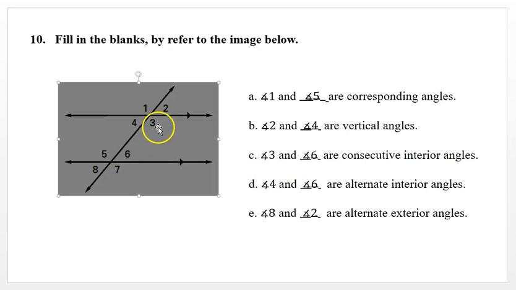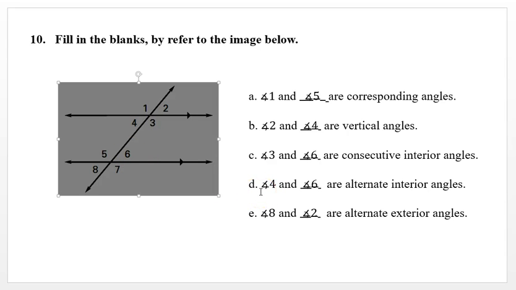Well, this right here means they are on the same side. Consecutive means same side. And interior, meaning interior of the parallel lines. So inside these. What happens on the outside of the parallel lines are exterior. Inside is interior. So the only angle that is a consecutive interior angle to angle 3 is this one right here, angle 6.